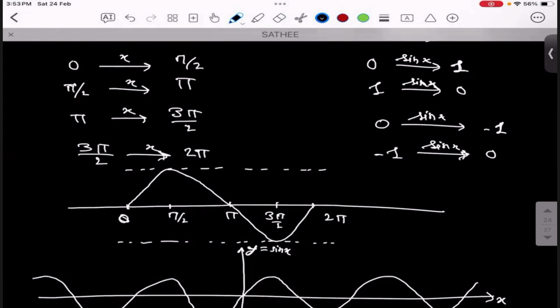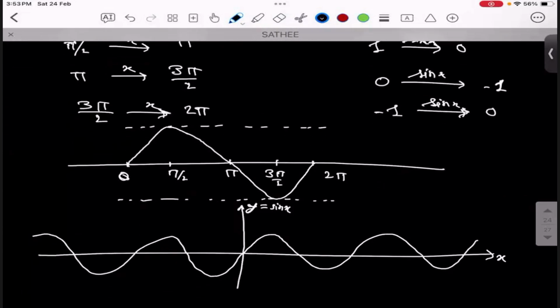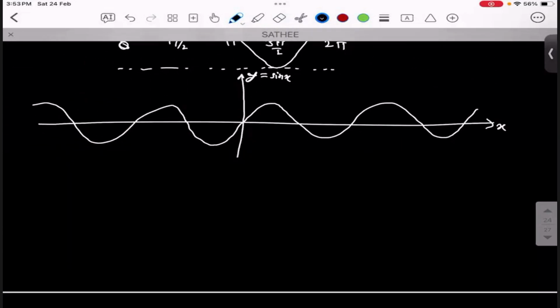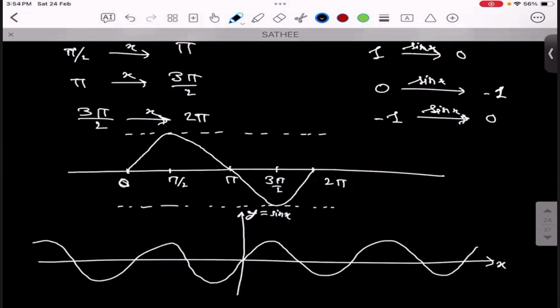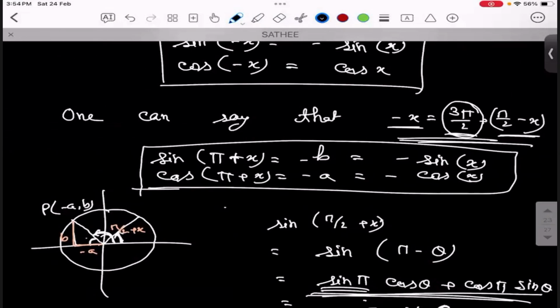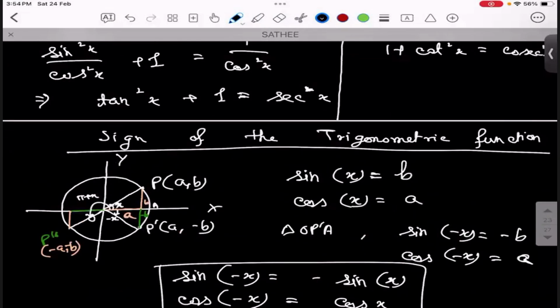Okay, now what about the cos x? So for cos x, whenever x is increasing from 0 to pi by 2, then cos x is decreasing from 1 to 0. And one can clearly see this increment and decrement of cos and sine through the geometry, or through the value of a and b.